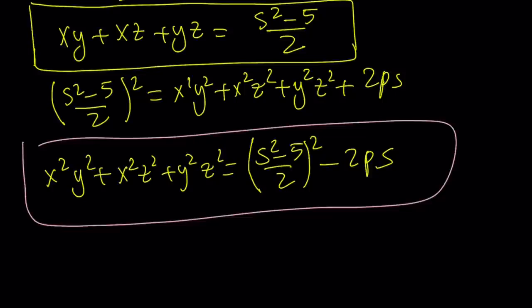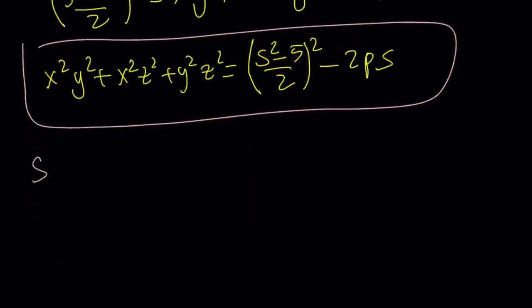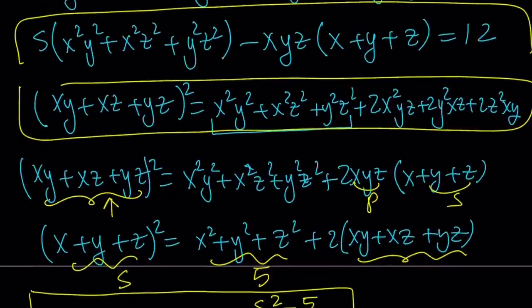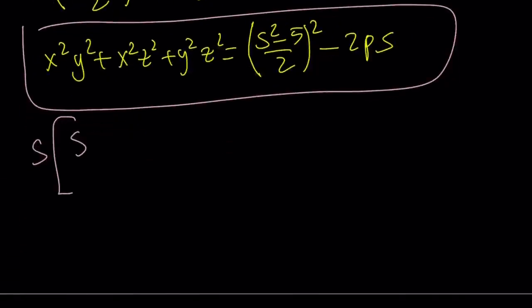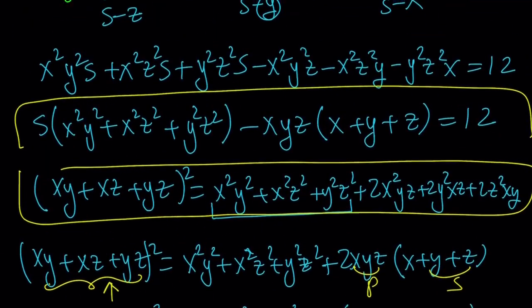Okay, awesome. So now let's go back to where we got the 12, right? 12 is obtained by s times blah, blah, blah. So let's go ahead and plug it in there. S times, now notice that s is being multiplied by x squared y squared, x squared z squared, and y squared z squared, which I found an expression for. So let's go ahead and multiply s by that, which is s squared minus 5 over 2 squared minus 2ps. That, and it's equal to 12.